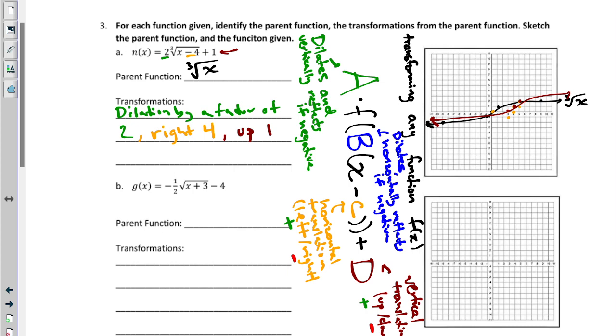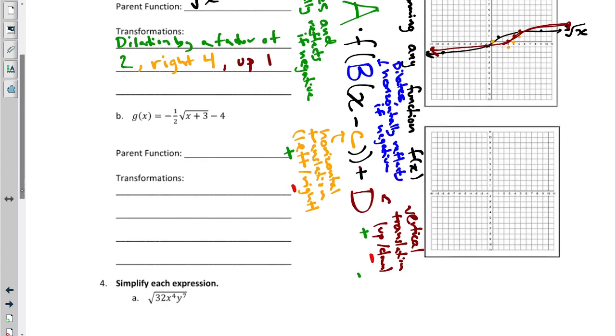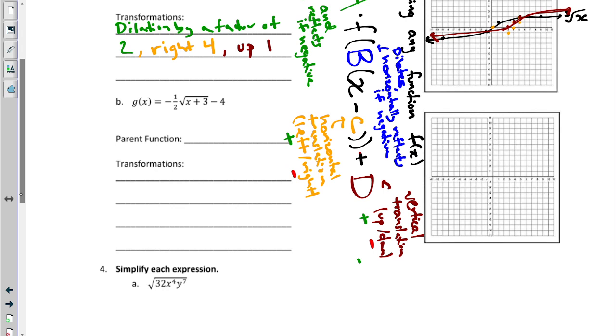So this little red graph is my sketch. It doesn't have to be perfect. I just really care more about the transformations, and then you can kind of eyeball and sketch the graph. Okay. I think you can do the next one. It's the square root of x. Square root of x looks like this.